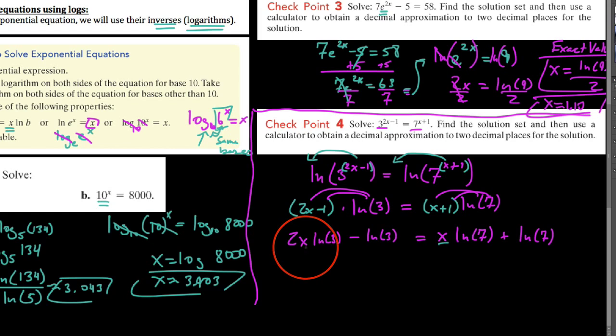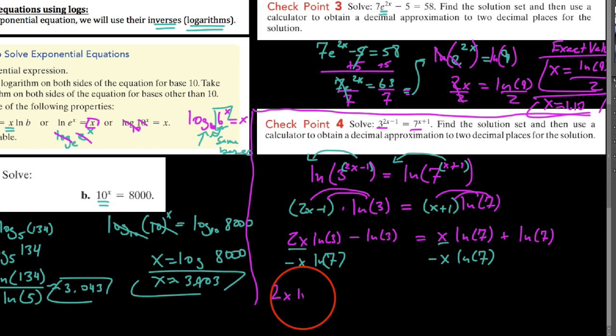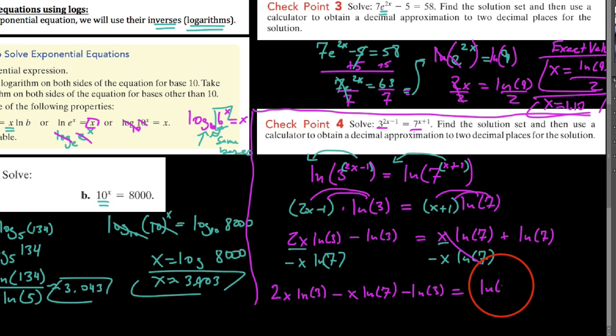So just like with any other equation, just know that ln of 3 and ln of 7 are just numbers. So what I'm going to do is subtract this x ln of 7 from both sides, minus x ln of 7. And what we end up with is 2x ln of 3 minus x ln of 7 minus the ln of 3. And on the right side, this would be gone now. We just have the ln of 7.